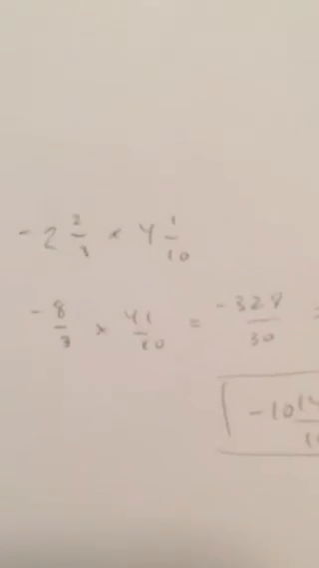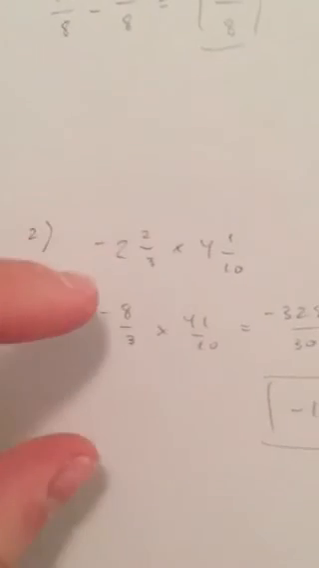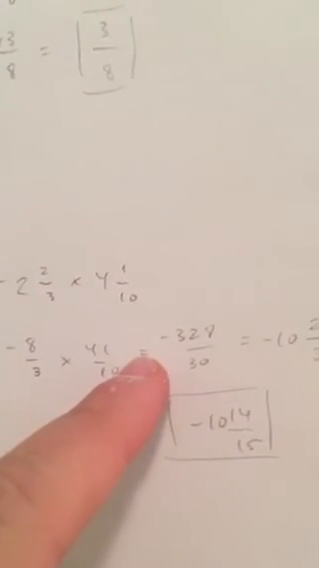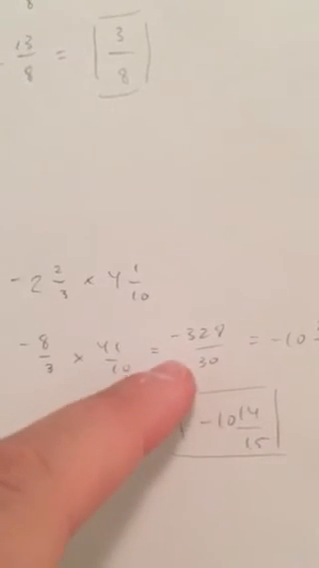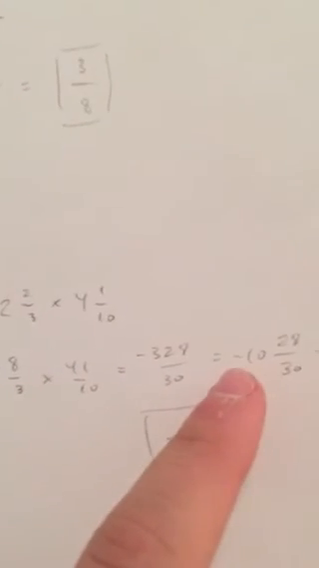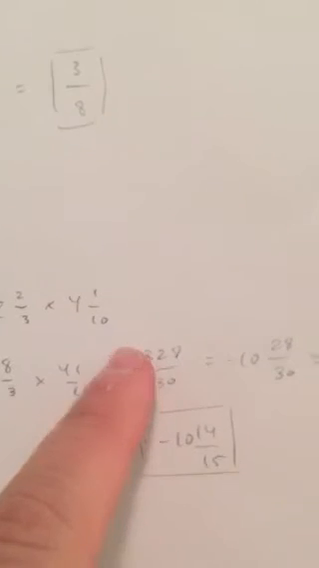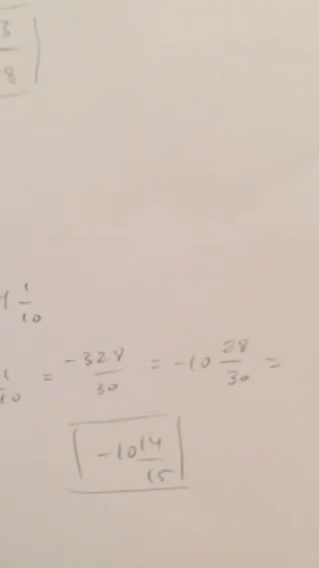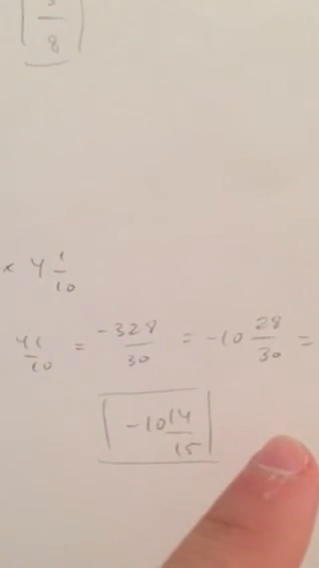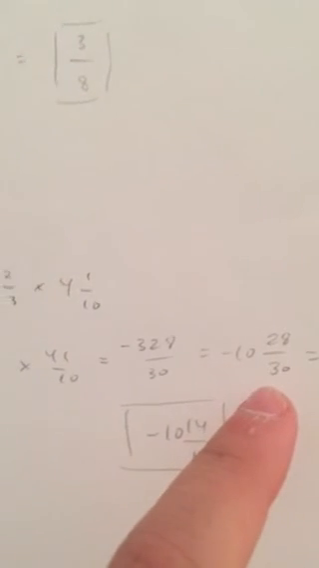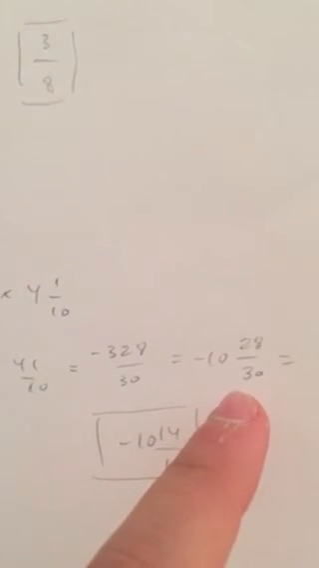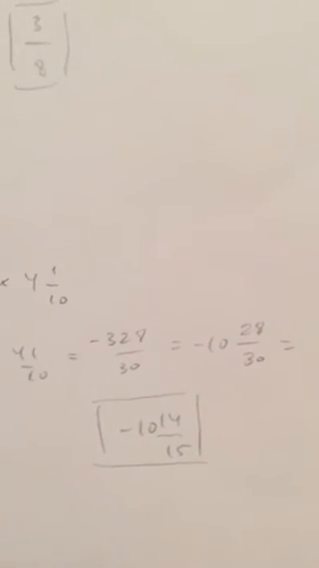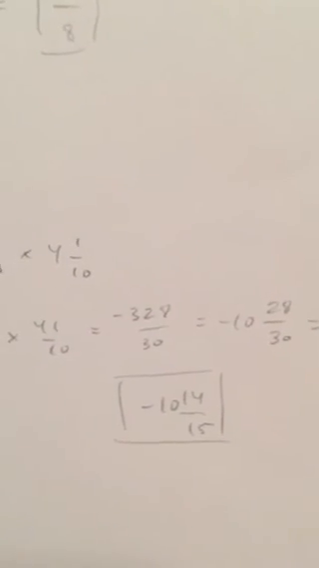Alright, that was kind of a lot. Let's review the steps. We turned these mixed numbers into improper fractions. We multiplied straight across to get this giant improper fraction. We figured out how many times 30 goes into this, and it's negative 10 whole times since it's a negative number, and 28/30ths. Now, by dividing this fraction by the greatest common factor of these two numbers, which in this case is 2, we get negative 10 and 14/15 as our final answer.